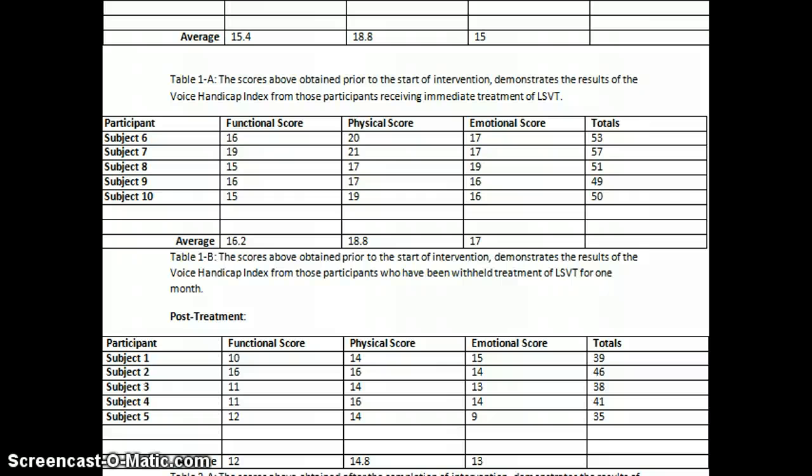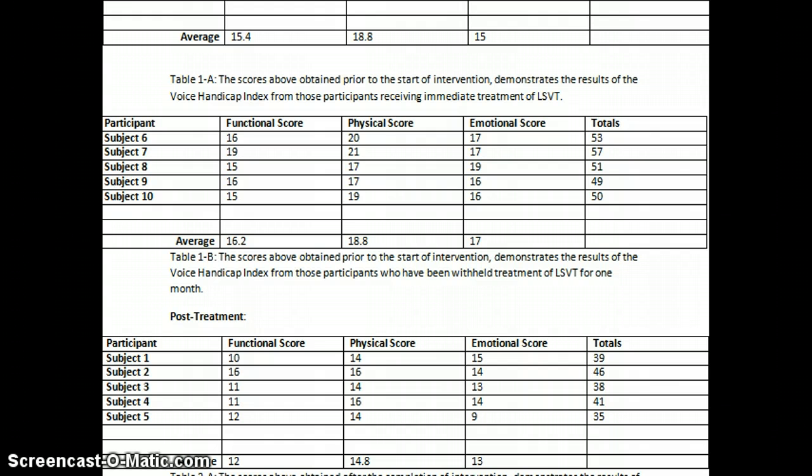In Table 1B, you can see the scores above obtained prior to the start of intervention demonstrates the results of the Voice Handicap Index from those participants who have been withheld treatment of LSVT for 1 month. So this is going to be for the wait time group. Okay, and the subject 6 is 16 functional score, 20 as a physical score, and 17 as emotional score for a total of 53, which is moderate to severe. Subject 7 has functional score of 19, physical score of 21, and emotional score of 17 for a total of 57, again moderate to severe.